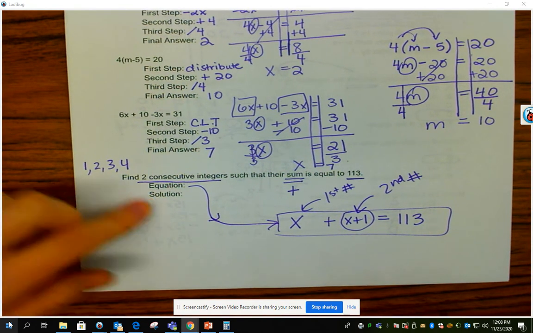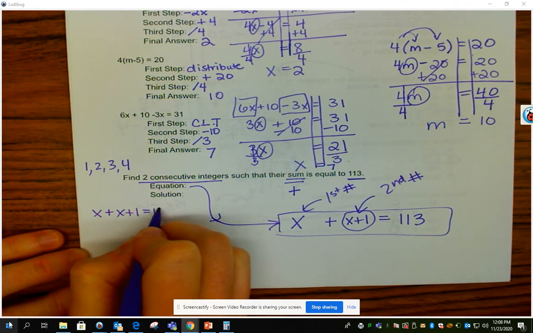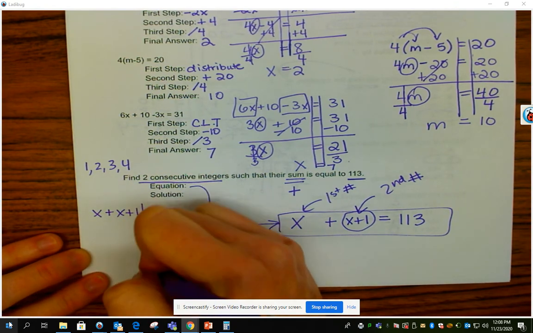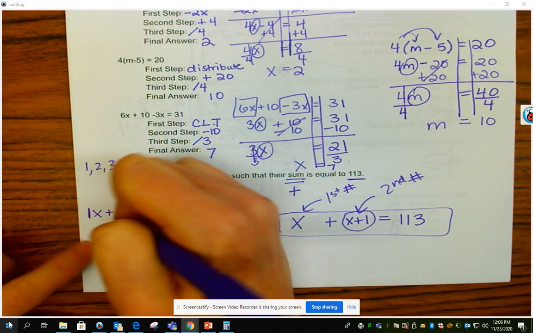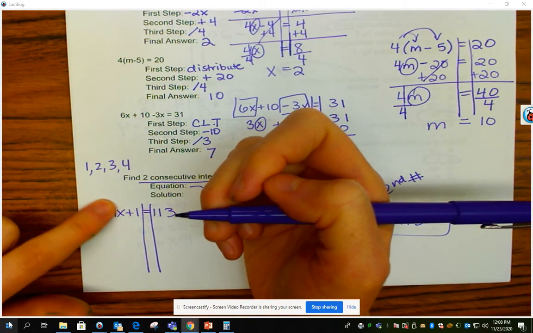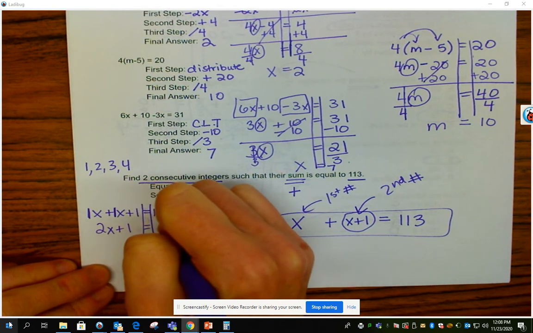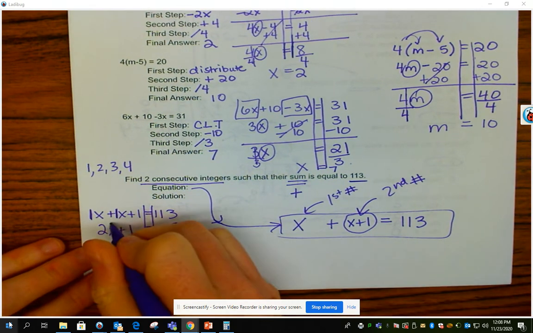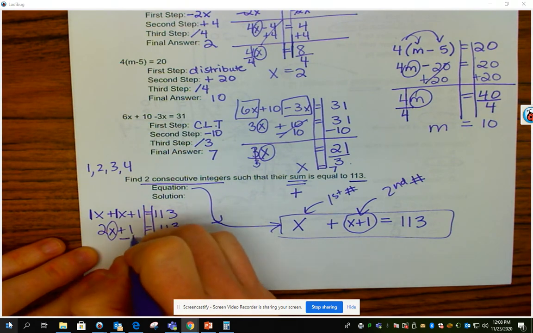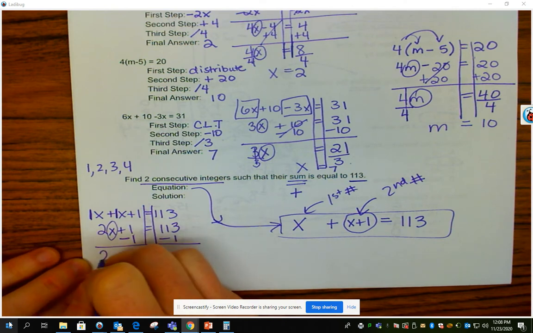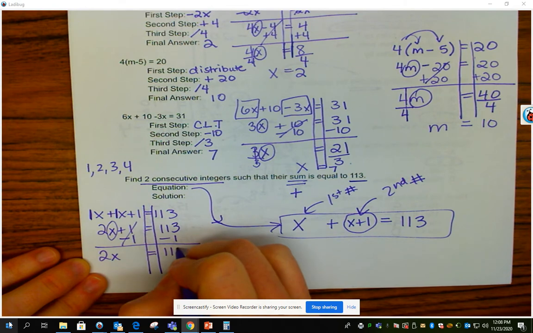Now our solution. Let's solve it. We've got x plus x plus 1 equals 113. Draw our dividers. Remember your invisible ones. This is a 1x and this is a 1x. So if I combine them, I would have 2x plus 1 equals 113. Okay, now working on the side with the variable, what can I add or subtract away? I can subtract 1. So now I have 2x equals 113 minus 1 is 112.